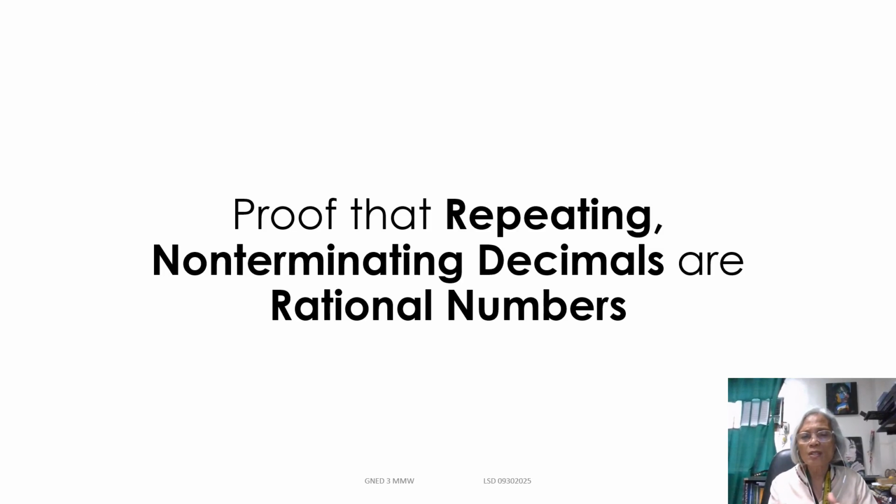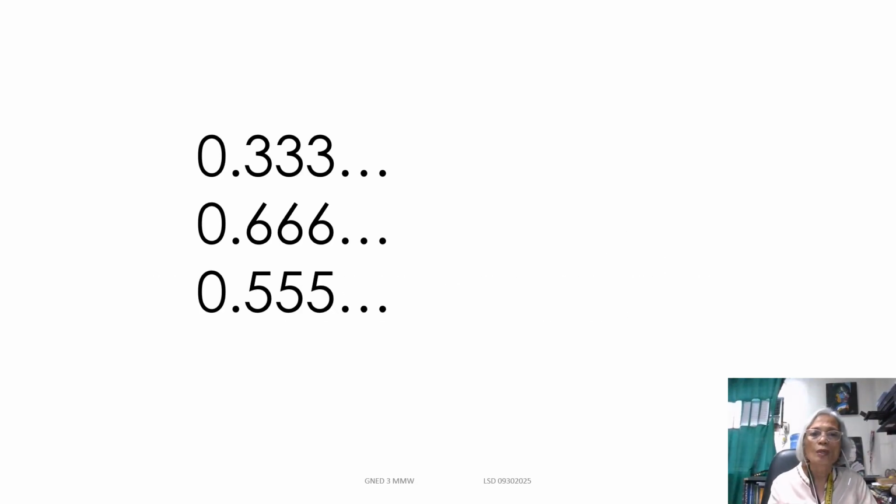Now, the next slides are proof that repeating non-terminating decimals are rational numbers. So, repeating, yung nauulit, like 0.333, 0.666, 0.555. Repeating decimal, tapos non-terminating, yung hindi nag-end. Repeating non-terminating decimals are in fact rational numbers.